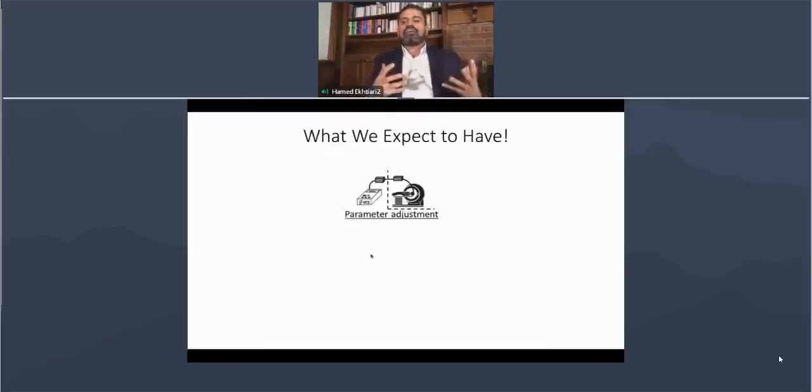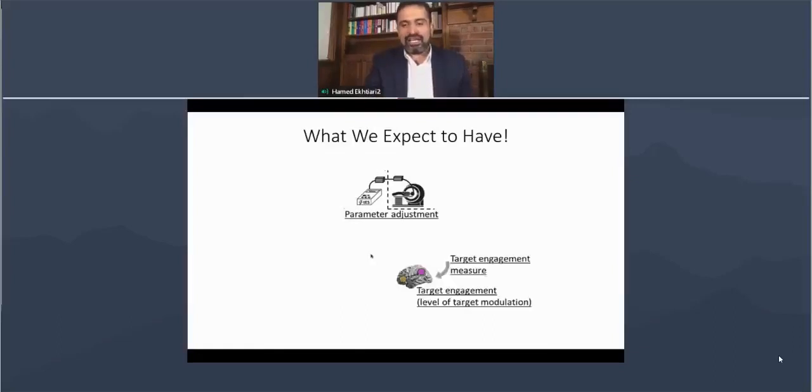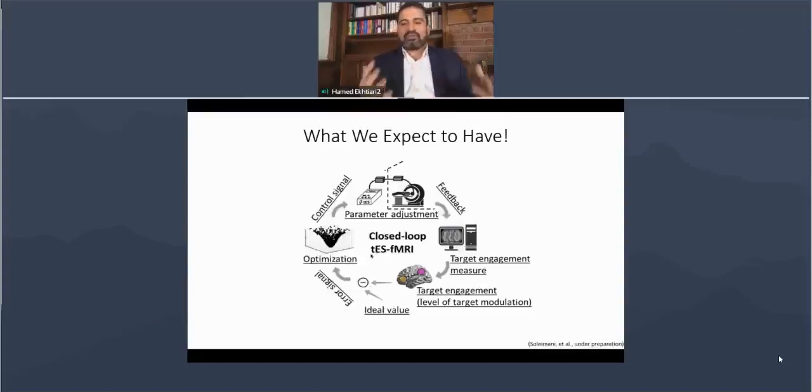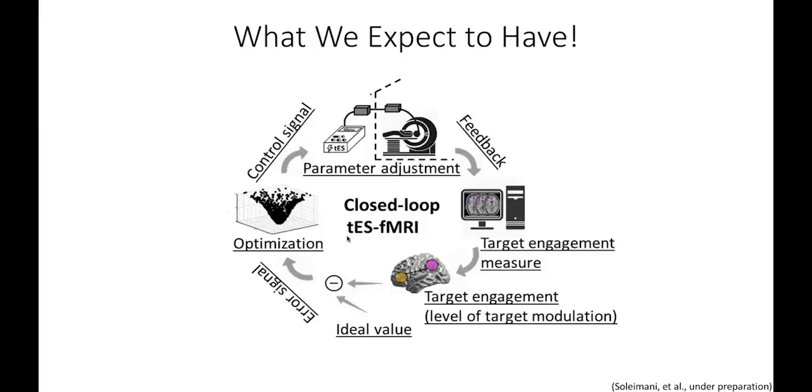Meanwhile, after having concurrent tES-fMRI, what we really like is to see how we might adjust the parameters that we have. Is there a chance that we can measure the level of target engagement, and then, based on that level of target engagement, think about how we might optimize the parameters inside the scanner? This is what we call closed loop tES-fMRI. That is what we are hopeful to see, combining all these things together to have closed loop tES-fMRI as the next step.